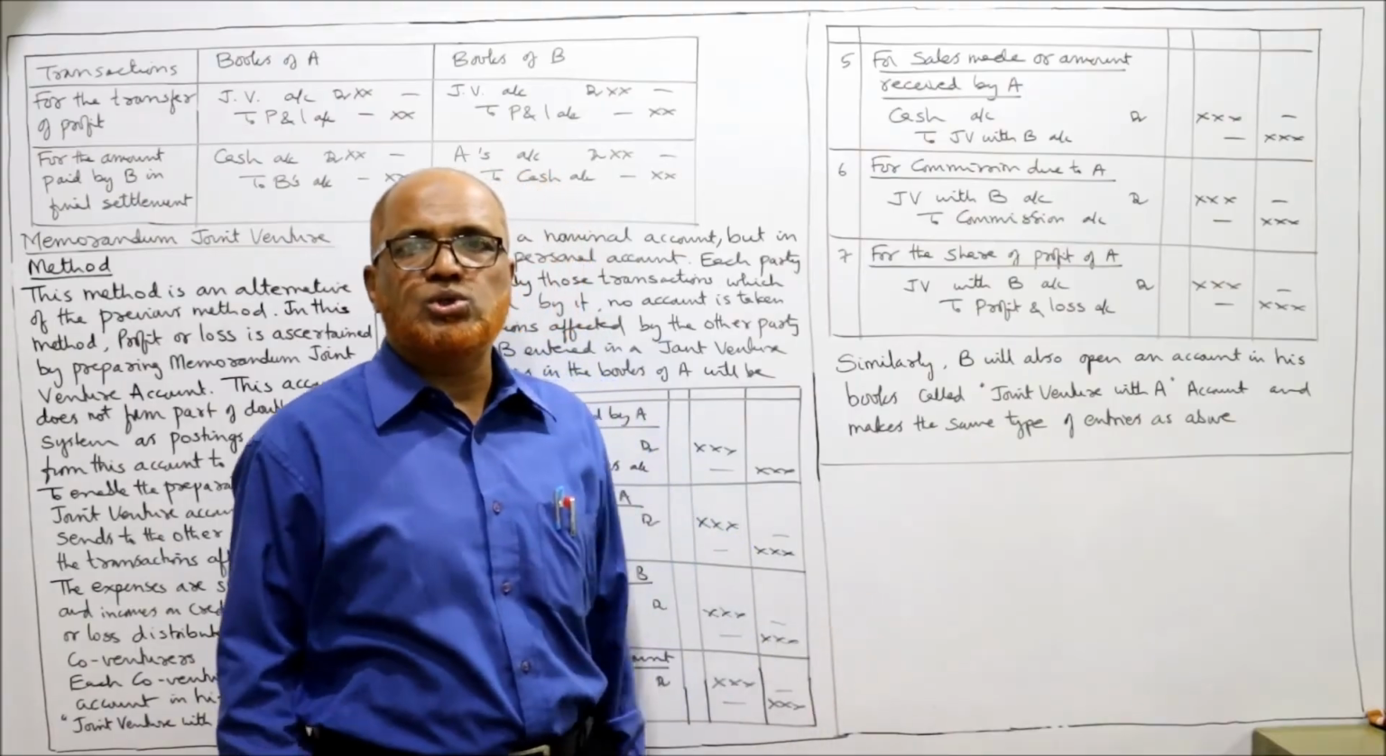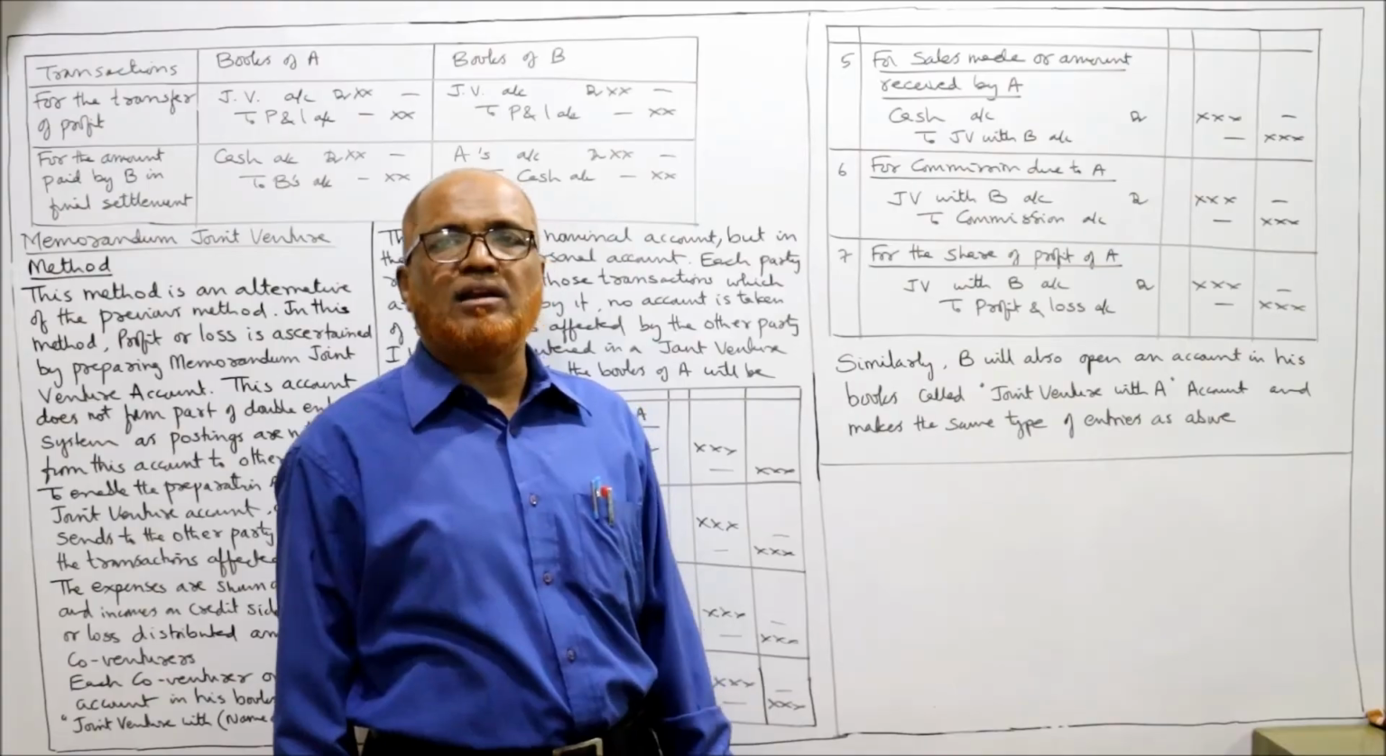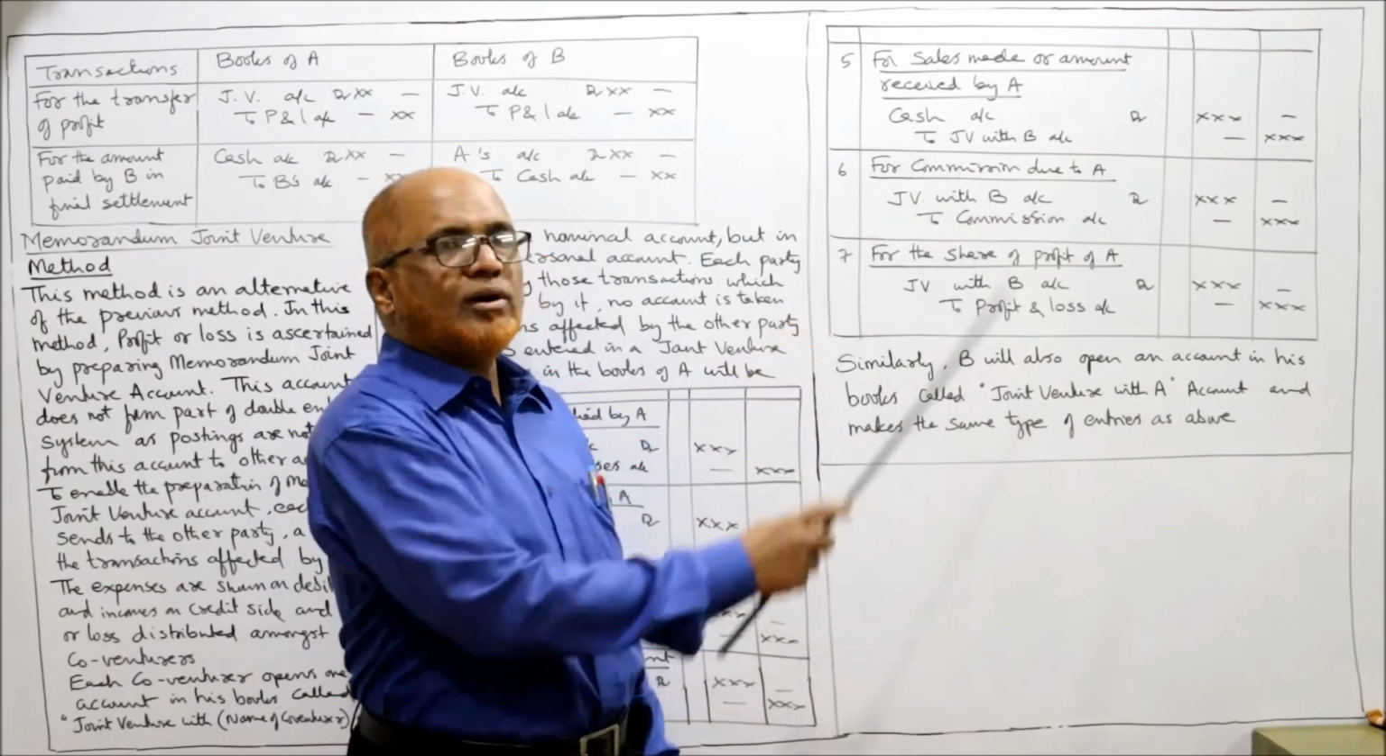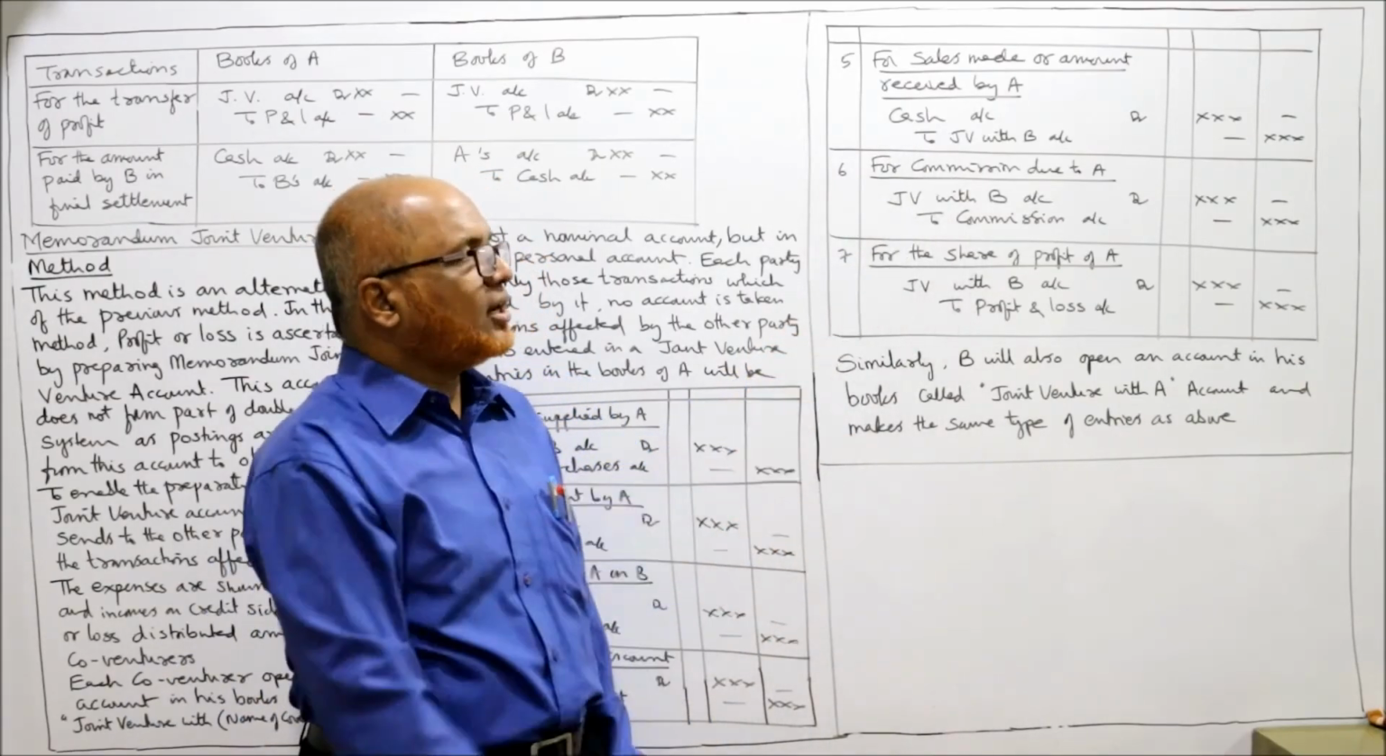A has sold the goods and the cash is received. Entry will be: cash account debit to joint venture with B. Cash account debit to joint venture with B. For commission due to A.